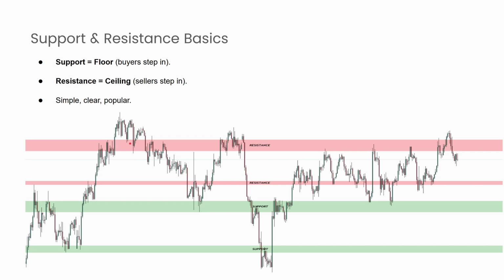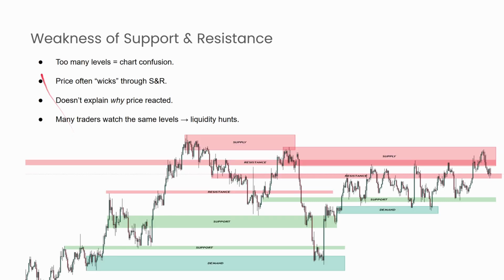And actually, this is the most simple strategy. Seems to be clear, and it is the most popular. And the reason why it is the most popular, it is easier to spot these bounces, and anyone can do it. But the question is, does it work? We shall find it out. We are going to also see the weaknesses of support and resistance before we go to supply and demand. So, what are some of the weaknesses of this support and resistance?